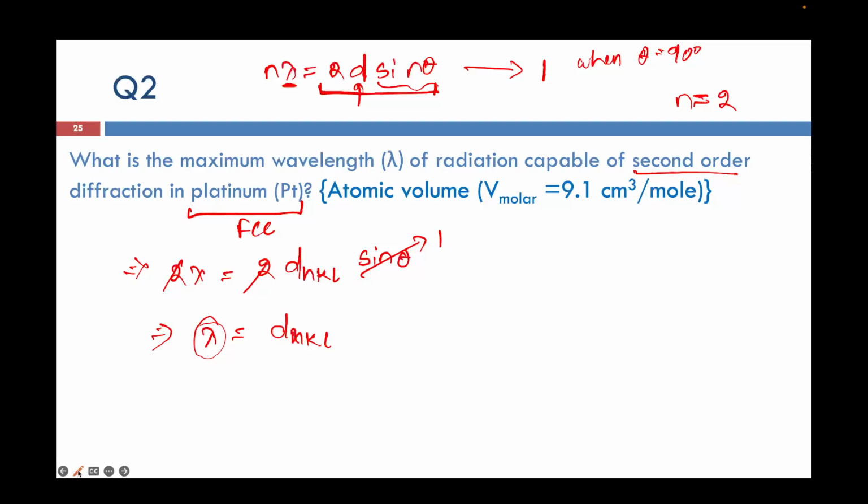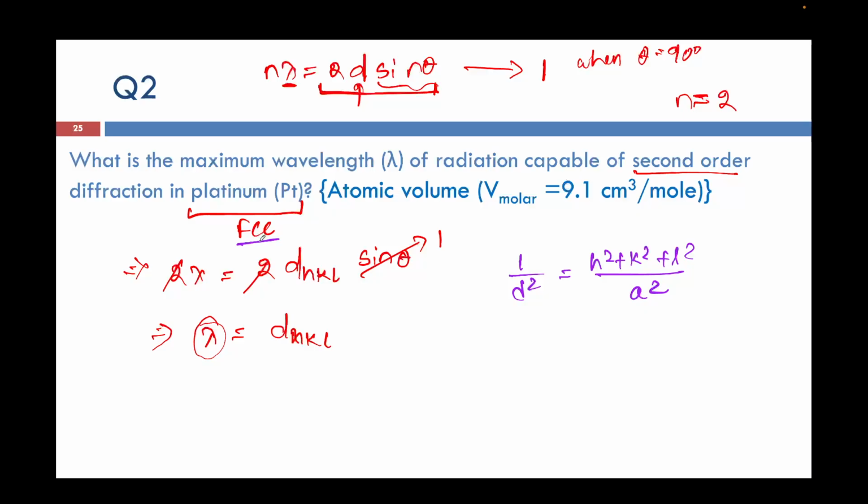So how will you calculate the value of d? I'll take another color, let's say this one. 1 by d square is equal to h square plus k square plus l square divided by a square, since it is a cubic structure, right? So this is the value, and here what are the values that have been given? h square.